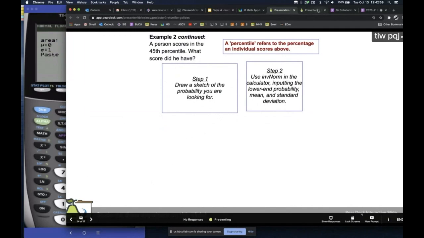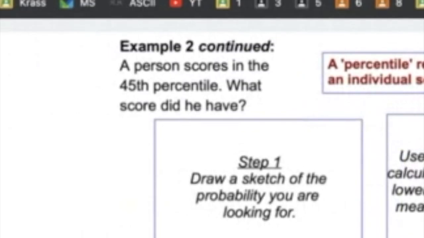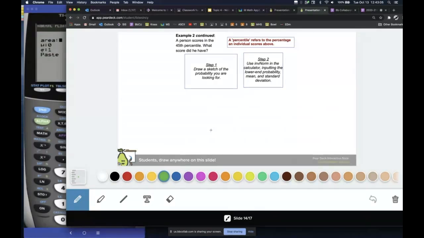In this one, they're saying a person scores in the 45th percentile. What score did he have? Think about when you take the SAT, if you get like the 60th percentile, 70th percentile, you're okay. Don't make the mistake like I had a student one year who got in the first percentile and thought she was at the top. No. That means you're at the bottom. That means 99% of the people did better than you on the test.